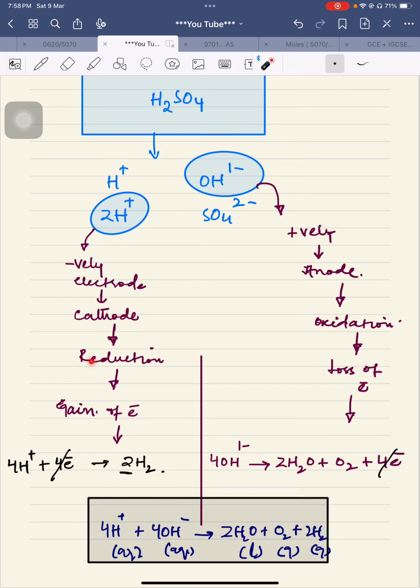The examiner is asking about the observation, so you have to say that bubbles of a colorless gas are observed. Or, some of the students might be thinking of the word effervescence. Yes, effervescence is the same word as bubbling, so you can say the same thing.